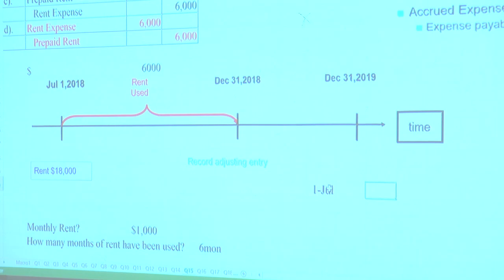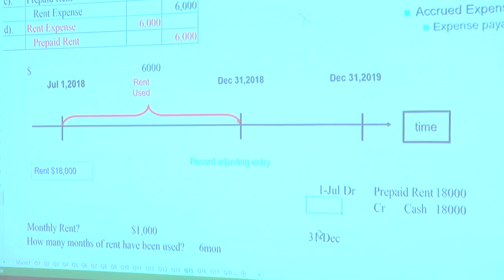So two things. Cash is decreased, so cash must be credited. I always write the easy one first, regardless of whether it's debit or credit. And the other one is debit, and we know it's prepaid rent. And that is also for $18,000. This is what we do the journal entry for July the 1st. And December 31st, 2018 is what happened here.